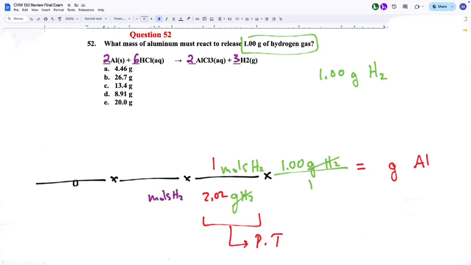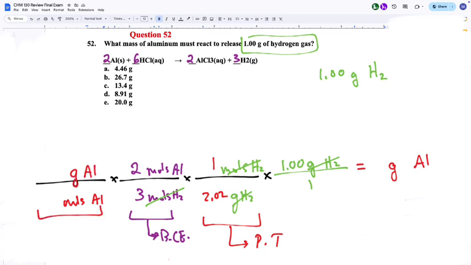I'm going to fix changing the substance. Where does that come from? That's my balanced chemical equation. The moles of aluminum was 2. The moles of hydrogen was 3. This gets rid of the moles of hydrogen. And now I can go through and say, well, I don't want moles of aluminum. I want grams of aluminum. That comes from the periodic table. And I get 26.98 grams is 1 mole.